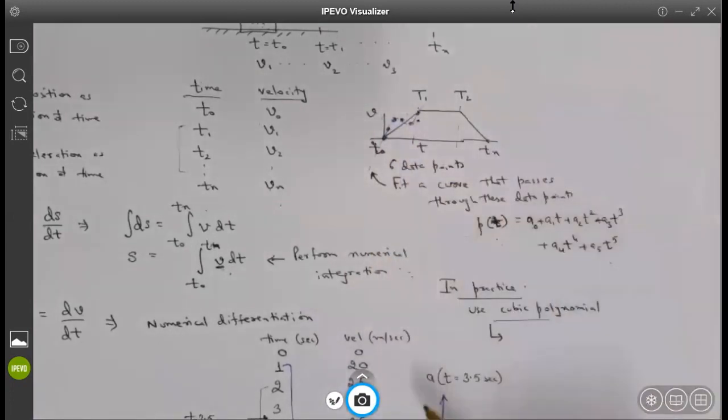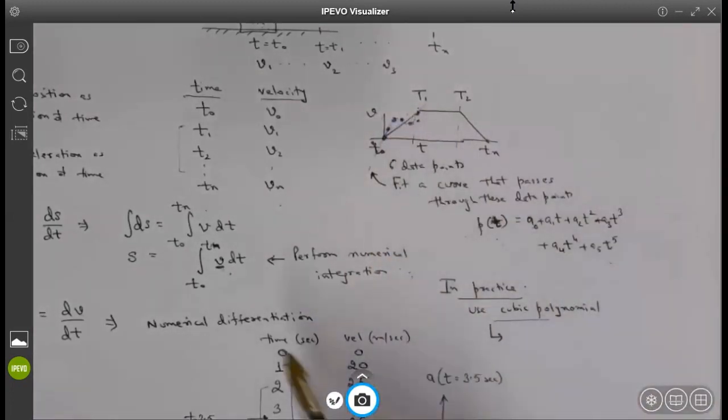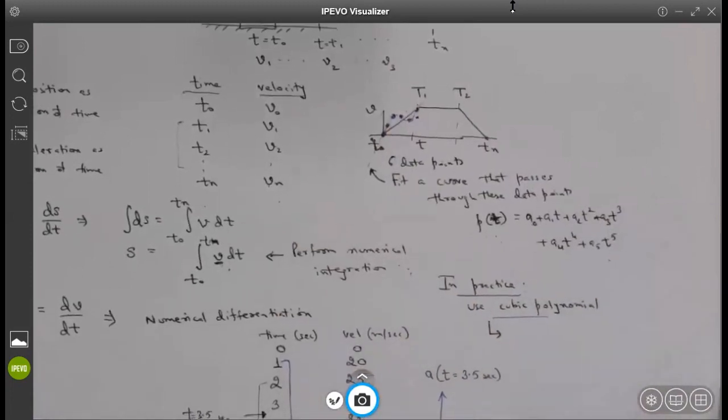But if you have a cubic polynomial, then it basically tries to best fit and it tries to minimize the error in the measurement and the actual fitting polynomial. So that is what you can do. Did I answer your question?